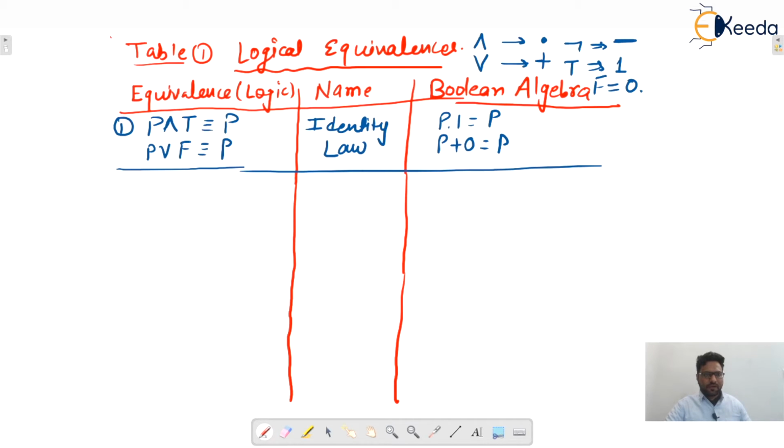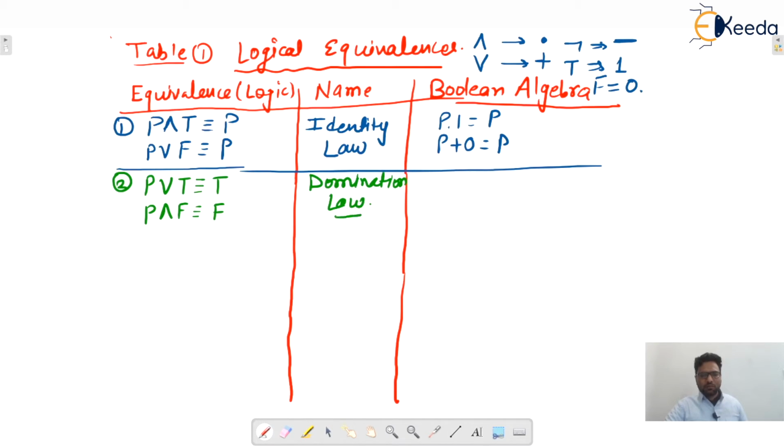Write down the second one. We can say that the second one is what? Let's say P or with true is equivalent to true only, because whether P is true or false, the truth value doesn't depend on the truth value of P; it will always be true. Yes or no? P or true is always true. Similarly, P and false is always false, and this one is known as what? We can say the domination law.